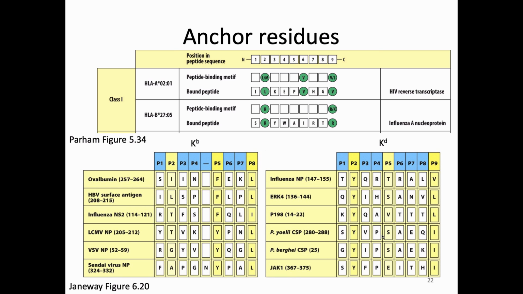Similarly, here's a whole bunch of different peptides all bound by K of B, or a whole bunch all bound by K of D. And you can see that all of them have some residues that are similar to one another. Those would be the anchor residues for those particular MHC types.